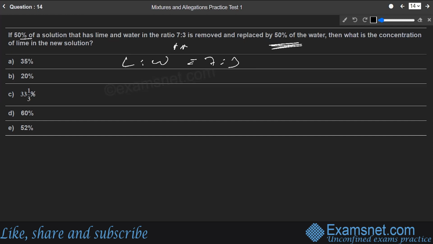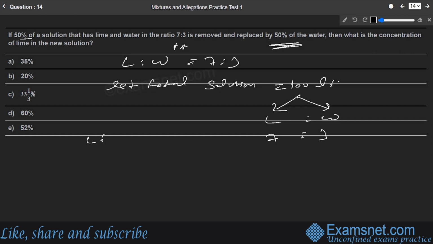So let us do it one by one. Okay, so let us assume something. Let's say the total solution is 100 liters. Okay, let us begin like that. So the total solution of 100 liter has been in the ratio of lime is to water as 7:3. So the lime part would have been how much? Lime part would have been 70 liter out of 100, and water part would have been how much? Simply 30 liters. So these are the two, lime and water part, now with us.